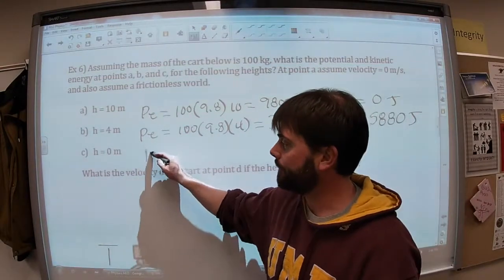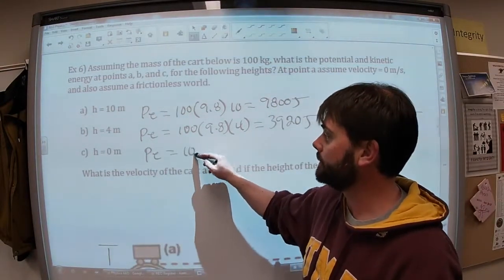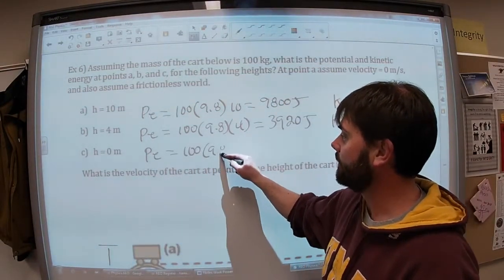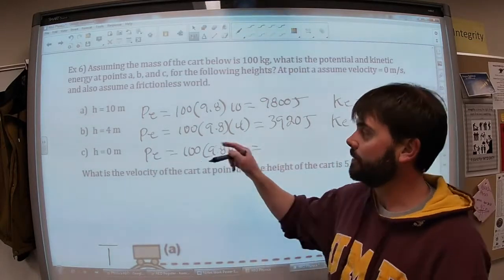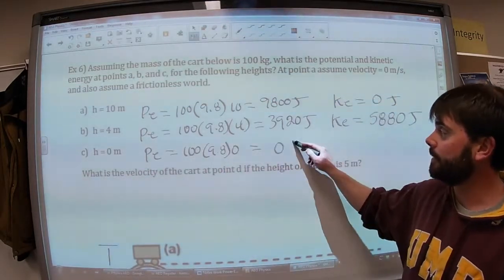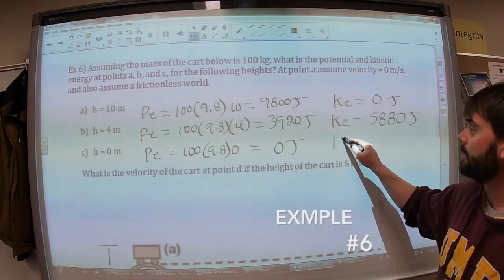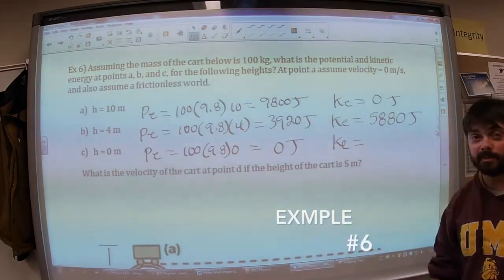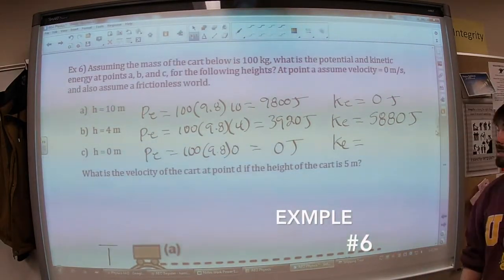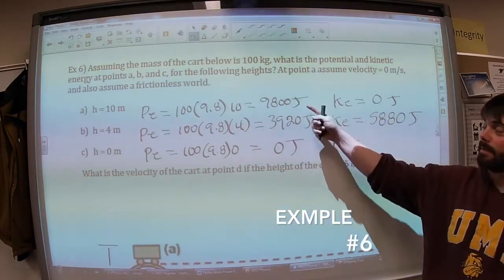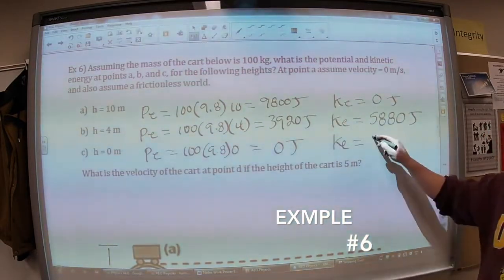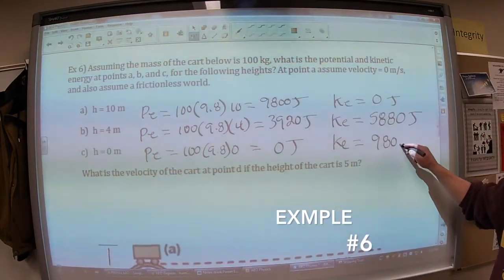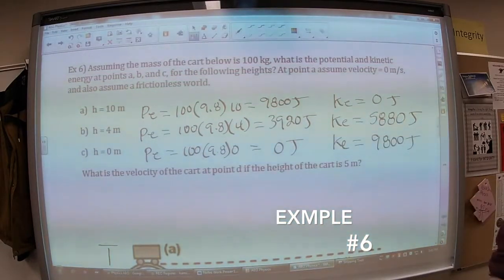When we get to the very bottom, the potential energy is equal to the mass times gravity times the height. Well, the height at the bottom is 0, so this one, bam, goes right to 0 joules. And the kinetic energy, again, assuming we have a frictionless world, frictionless surface, all of the energy from the top has to be present at the bottom. It's just been transformed from potential all to kinetic. So there's the total amount of energy still left in the system.